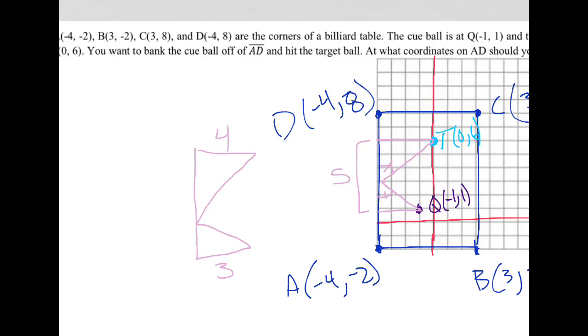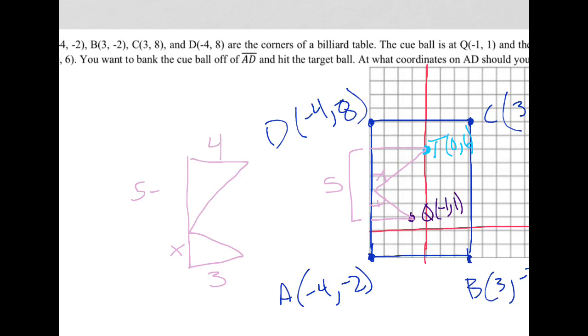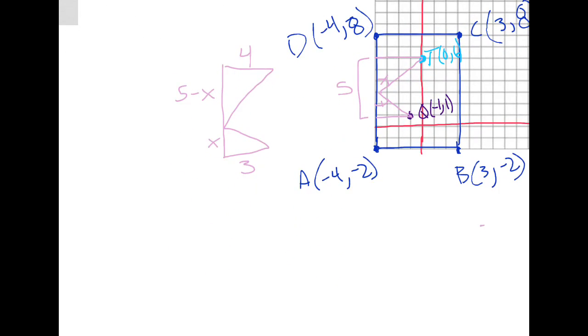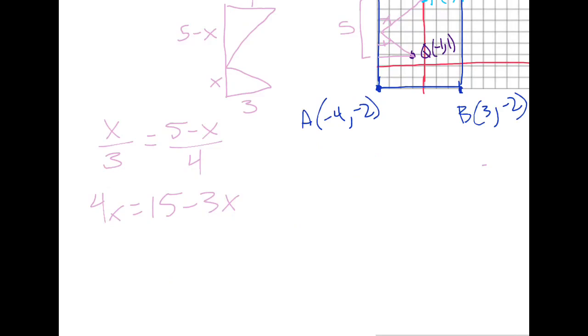How does that help us? Well, we want to know where to hit it, so let's call that length x. If that's x, then this length right here is 5 minus x. And so we can say that x over 3 equals 5 minus x over 4. And we will cross multiply to get 4x equals 15 minus 3x. Add 3x to both sides to get 7x equals 15.